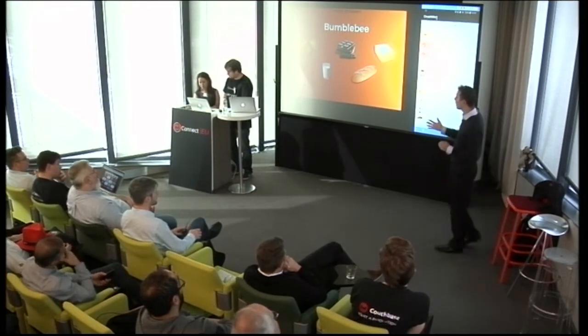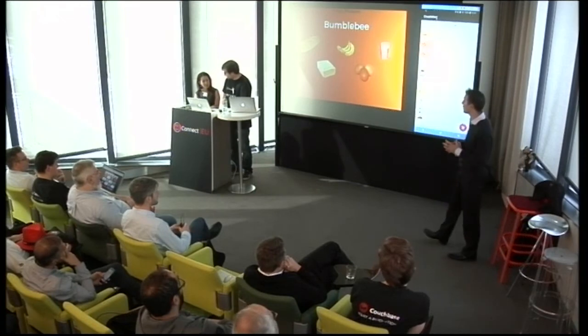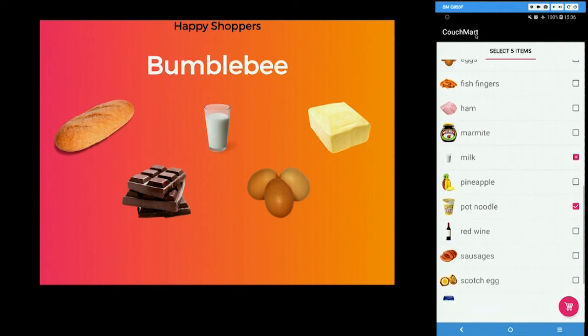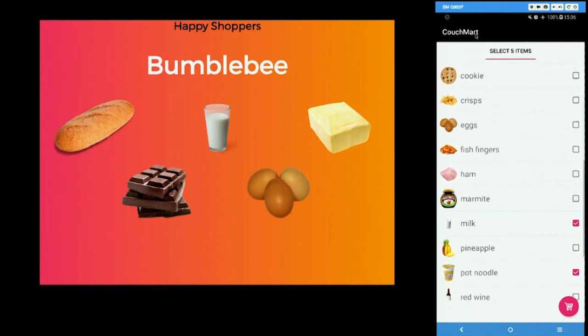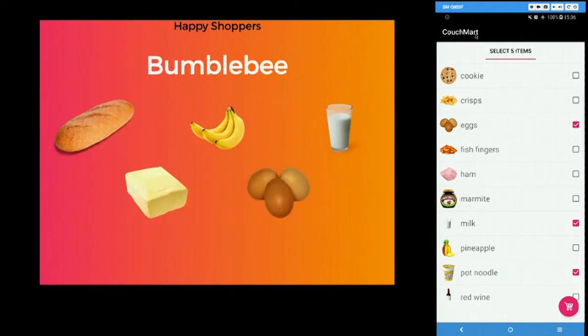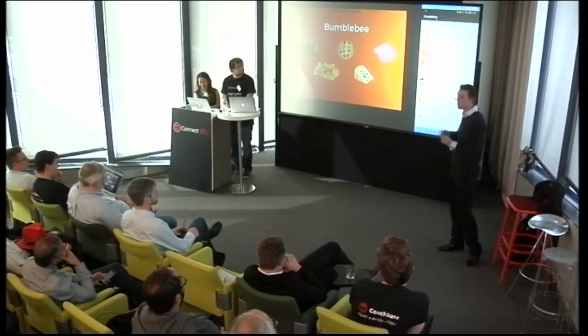So at this point, Lila, what we'd like you to do is order 5 more items, maybe this time 5 different items. So we've gone for tea bags, water, pot noodle, milk, and eggs. I'm not sure what you're cooking, but I'm sure it's going to be very good. And have you hit submit? If we hit submit. So there we go.